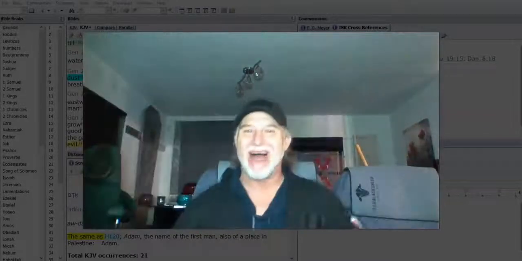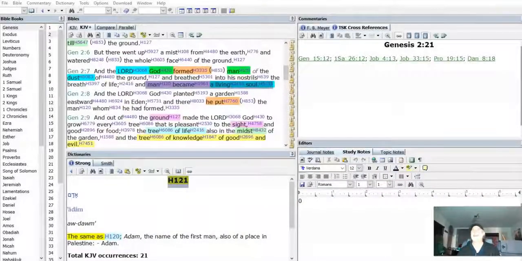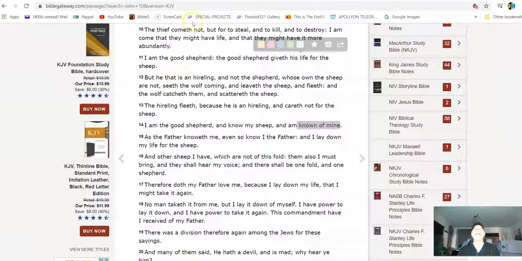And he leadeth his own sheep out. He putteth his own sheep out. He puts them out, but he goes before them. So he goes before them to get them back. So check it out. Ready? Here you go.